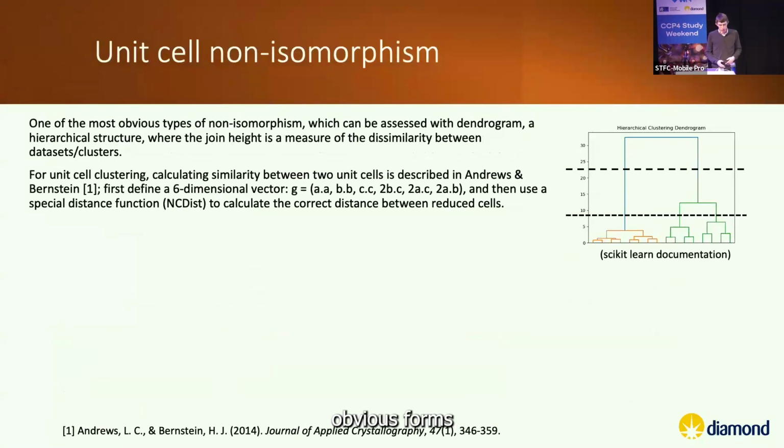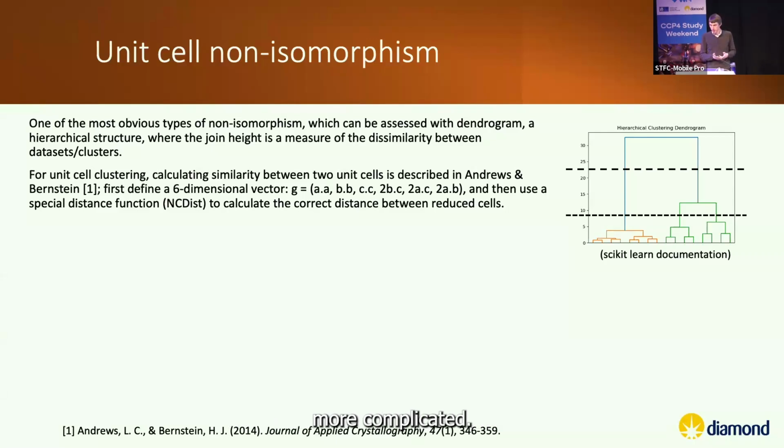Okay, so one of the most obvious forms of non-isomorphism is unit cell non-isomorphism. We can assess this with hierarchical clustering via a dendrogram. A dendrogram is just a hierarchical structure where we join data sets into groups, and we need to define some kind of distance between the different groups. If you wanted to do spatial clustering in 3 dimensions, you typically use the Euclidean distance.